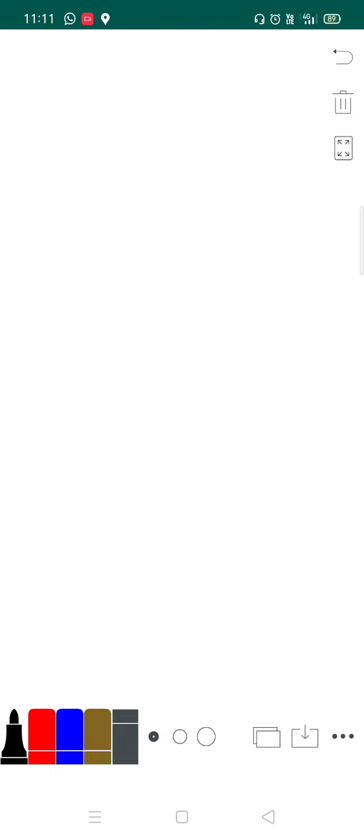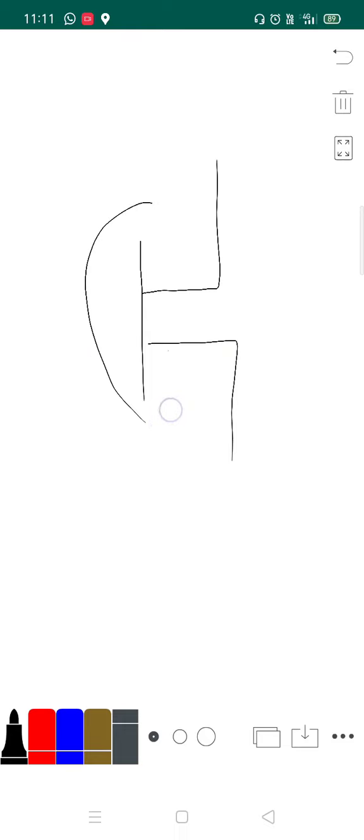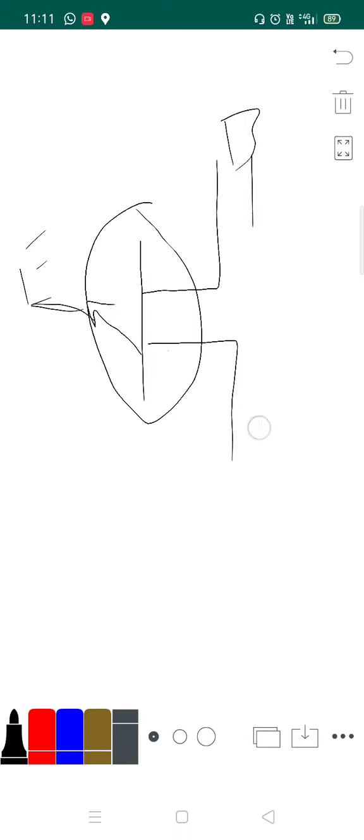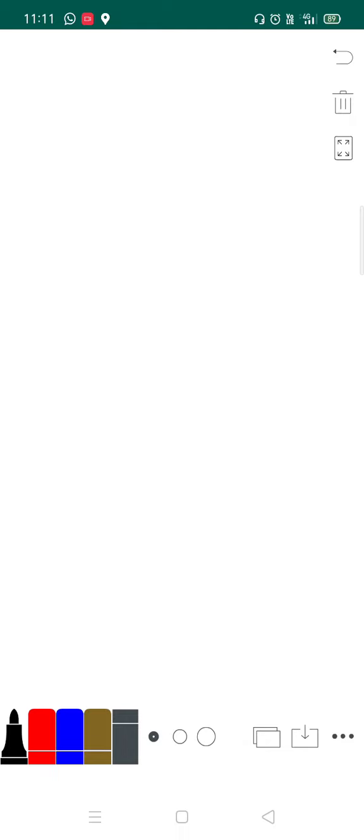For a P-channel UJT, the symbol looks like this. Here the current will be outside of B2 and B1. I hope you understand this topic. Thank you.